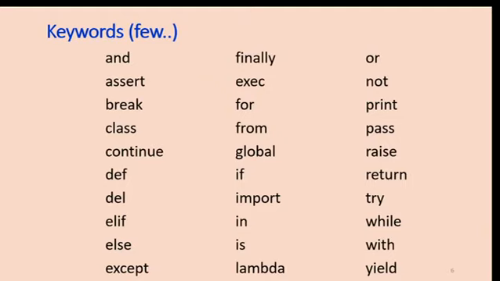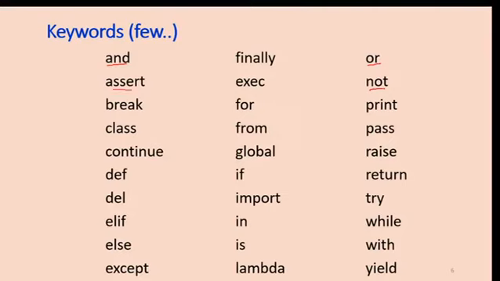These are some of the keywords. There are many reserved keywords, but few of them are listed here. And is the keyword which is used to perform logical operations. Instead of the double ampersand symbol, in Python we have to use and, and similarly or and not for logical or and not.